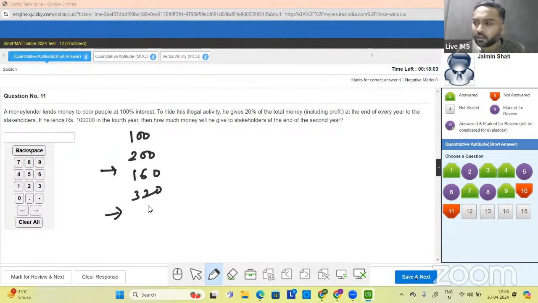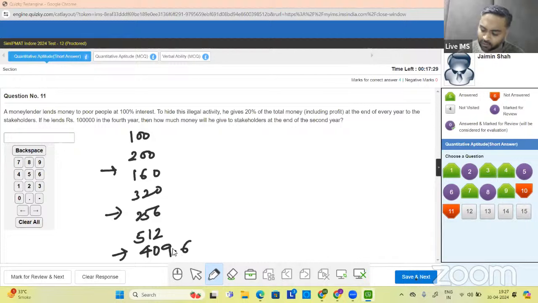So 320, 64 is 256 हो गया, ठीक है. So he has 256 with him. Now third year में this value will become 512. And he will give 20% अभी इसका 512. If you subtract 20%, so basically 8 से मल्टीप्लाई करना है. 8 से मल्टीप्लाई करेंगे तो 4096. तो इतना बचना चाहिए because 80% is calculated. If I calculate 80%, that's 4096.